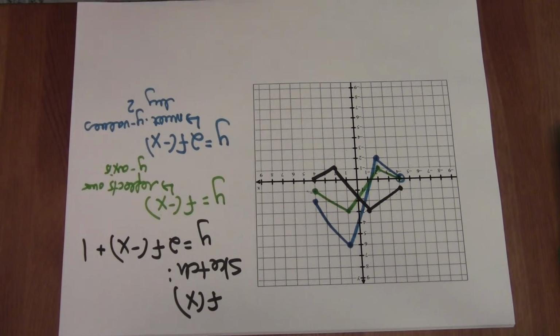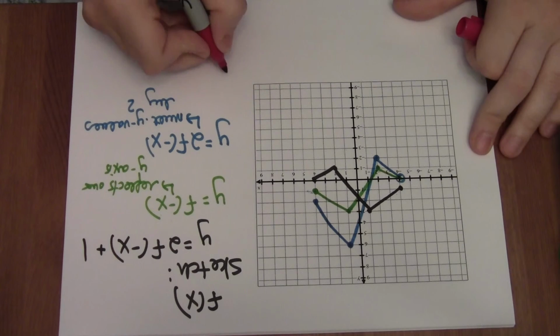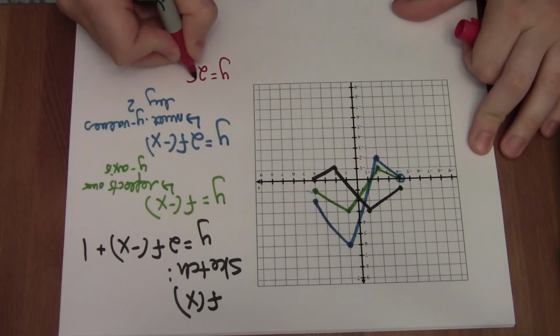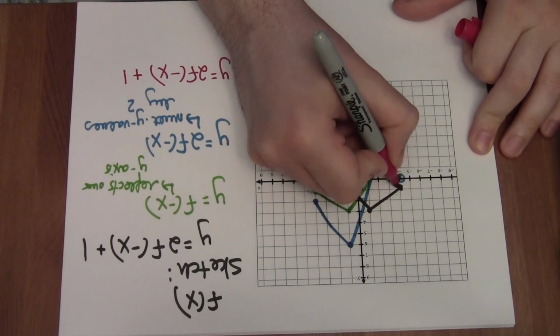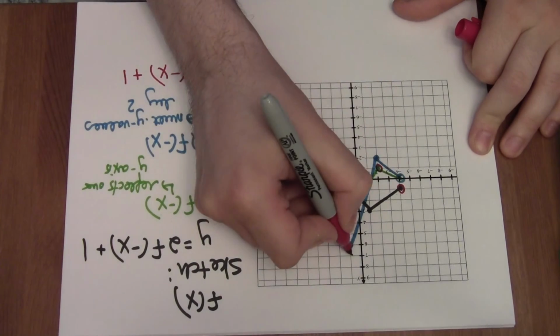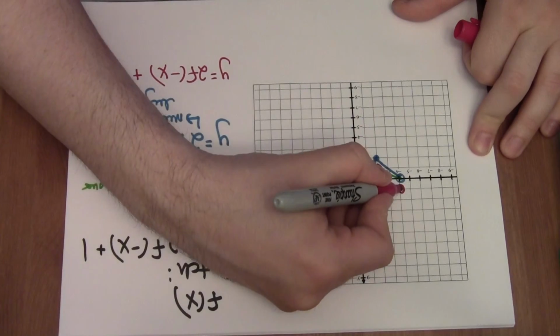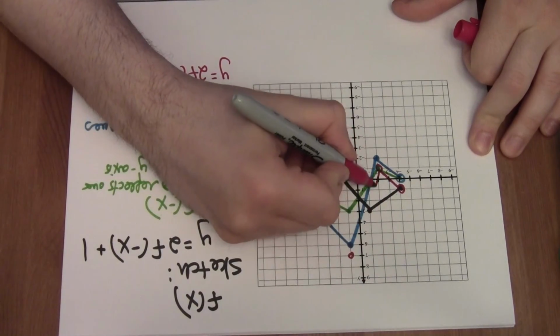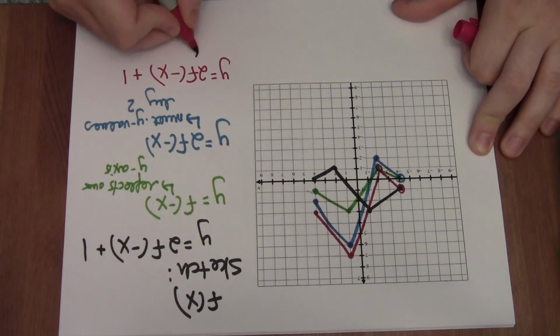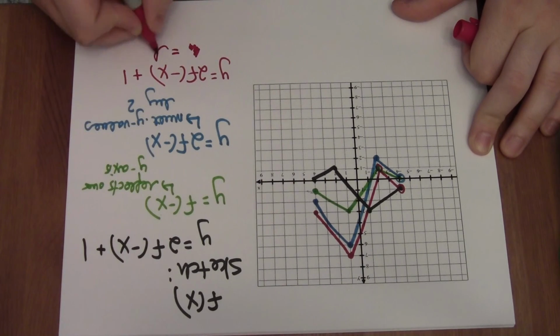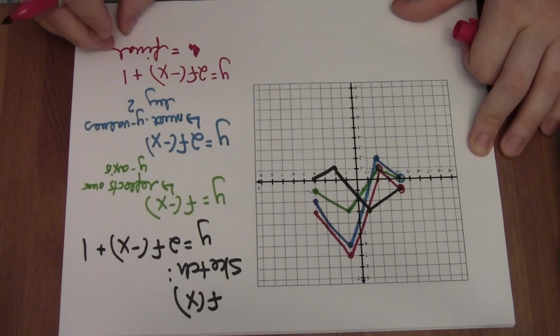Finally, I need to deal with that plus 1 at the end, which will just take my graph and move everything up 1 unit. So up 1, up 1, up 1, up 1. And that magenta graph is the final one.